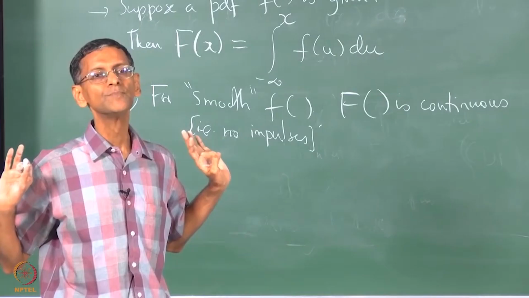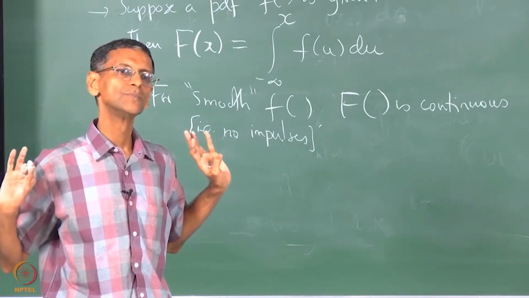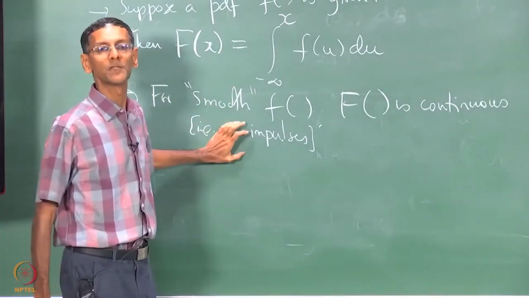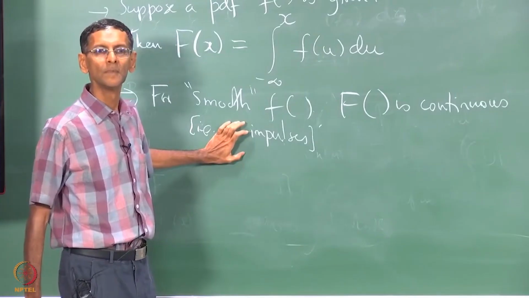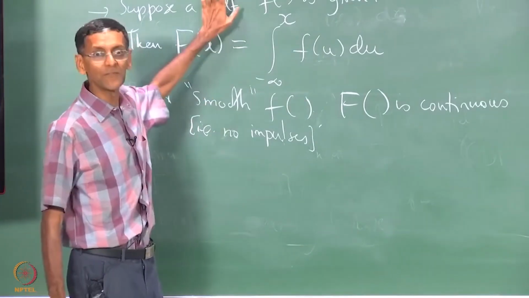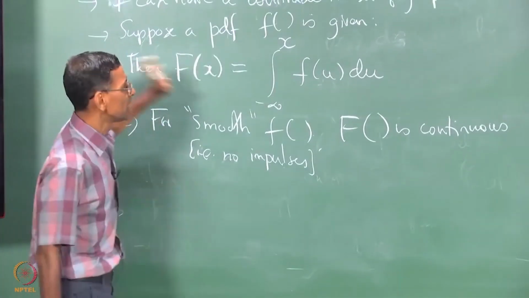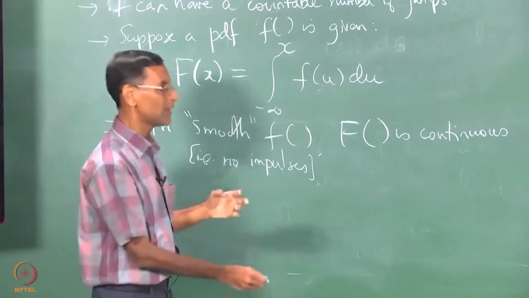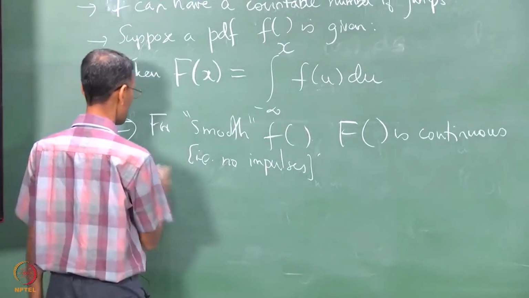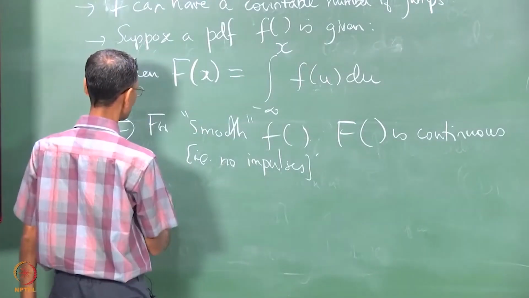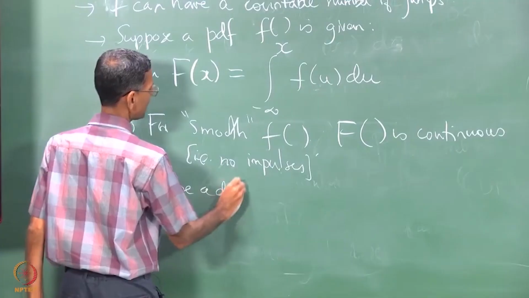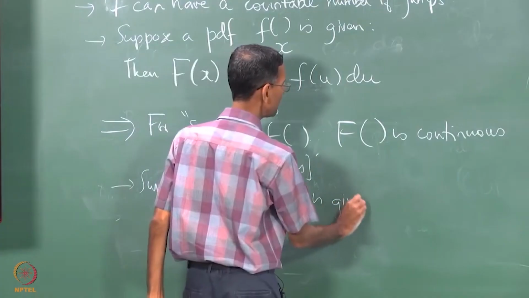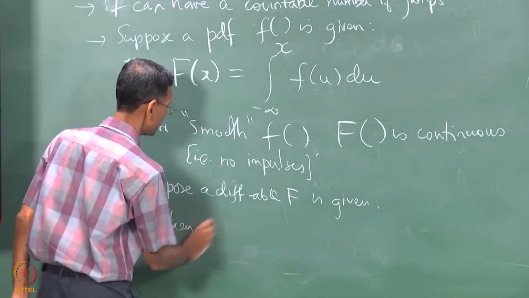So if F has a countable number of jumps, does it mean that the PDF has impulses? No, the PDF is allowed to have jumps but no impulses. CDFs can have jumps. So supposing a differentiable F is given, how do you get the PDF from this? Then you differentiate.